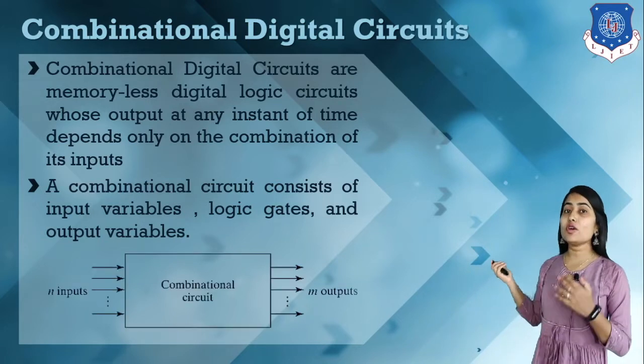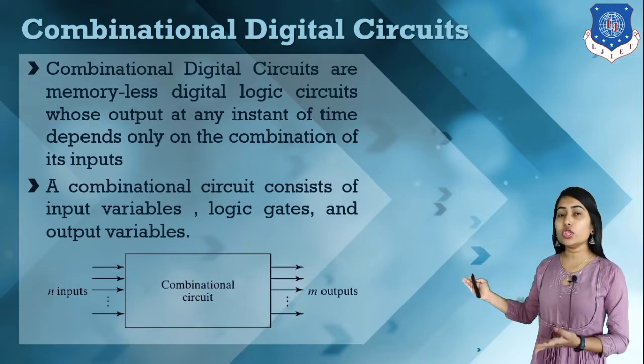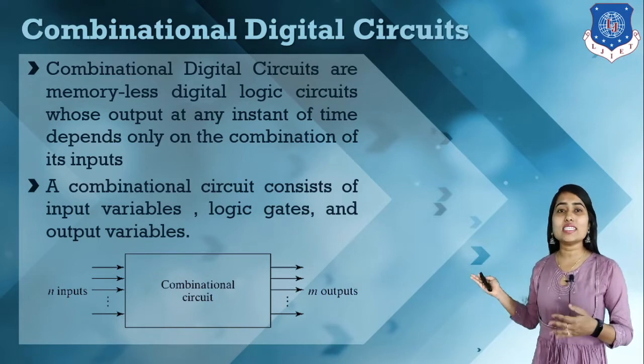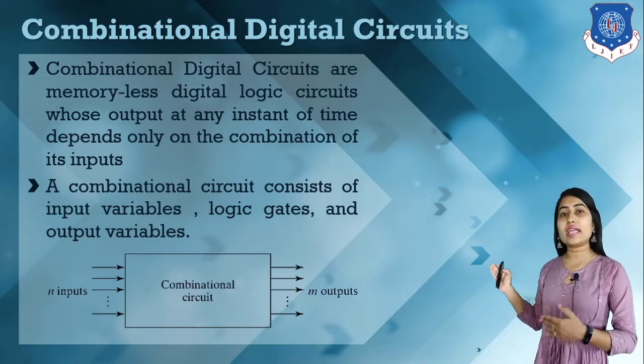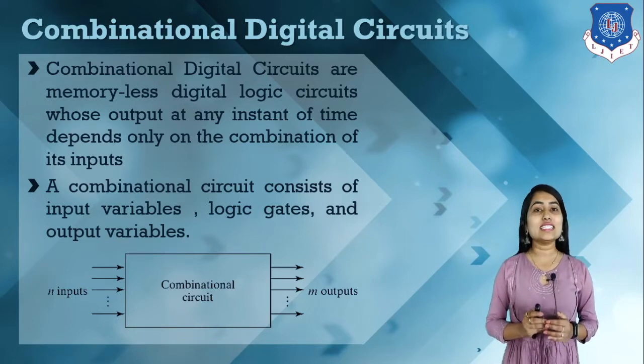Here we have a basic block diagram of combinational digital circuit. We have an input, then the combinational digital circuit, and it performs various logical operations. According to that we have the output conditions. So this is a combinational digital circuit.